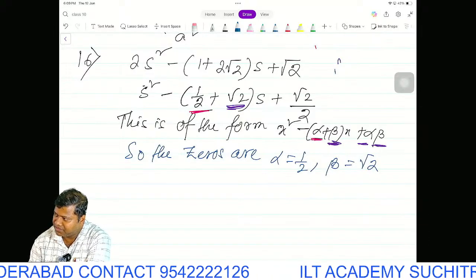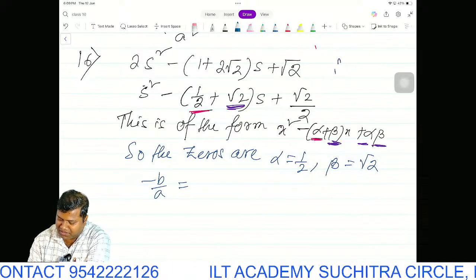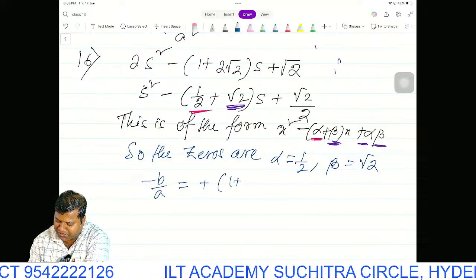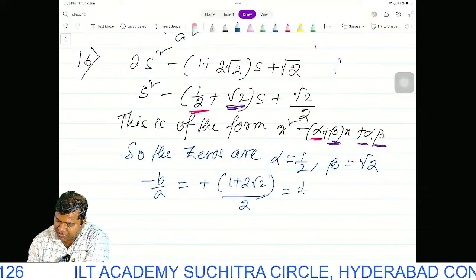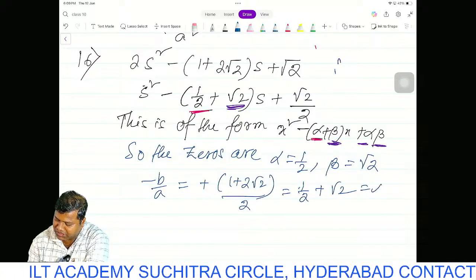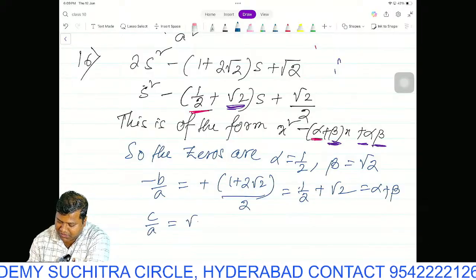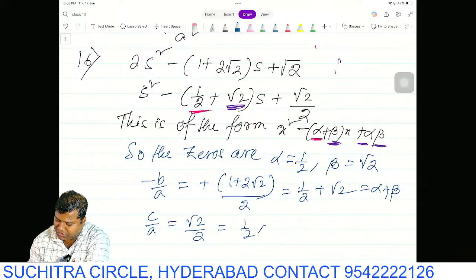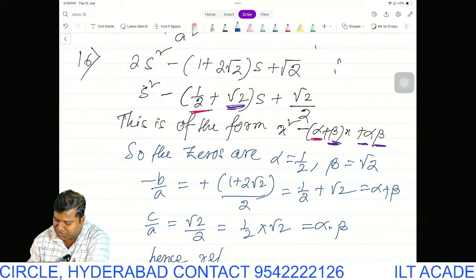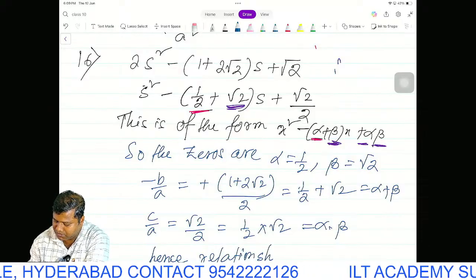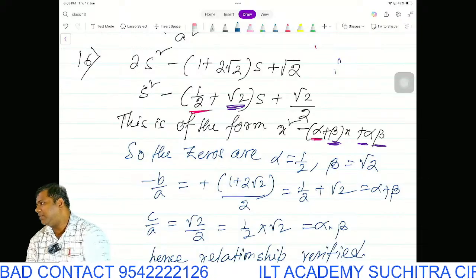Why? Because, see, minus b by a is nothing but minus minus plus 1 plus 2 root 2 by 2, which is 1 by 2 plus root 2, which is alpha plus beta. And what is c by a? It is root 2 by 2, which is half into root 2, which is alpha into beta. Hence, relationship verified. Okay.